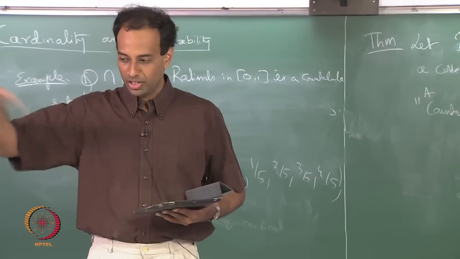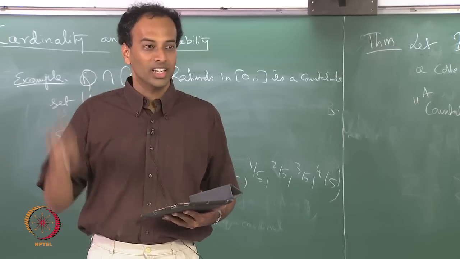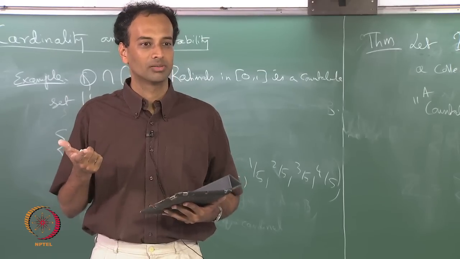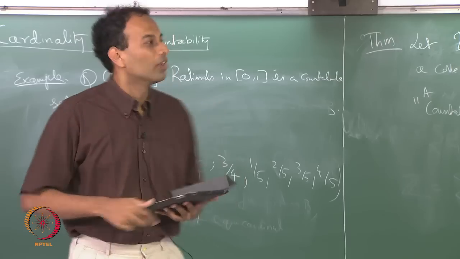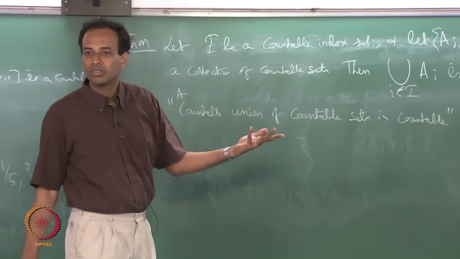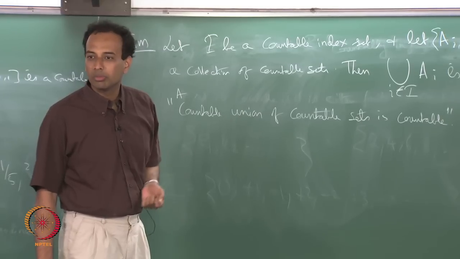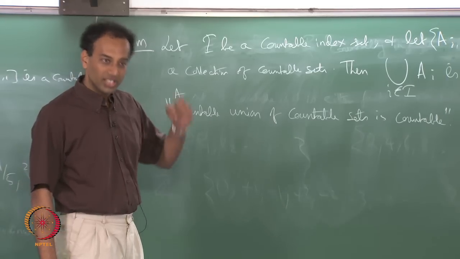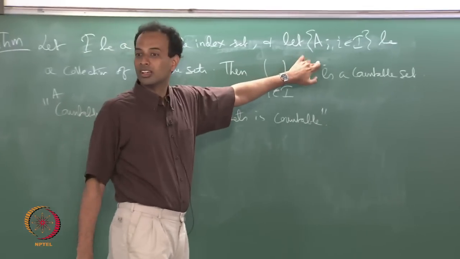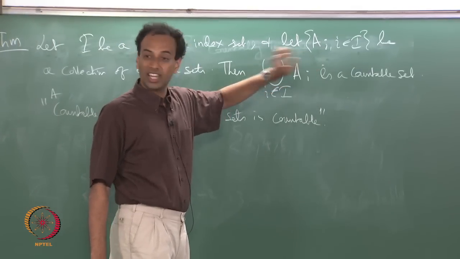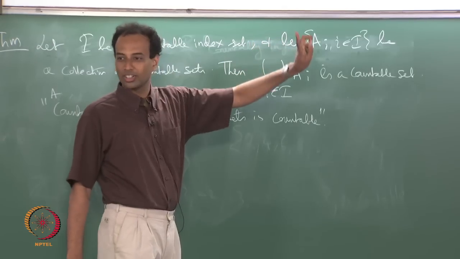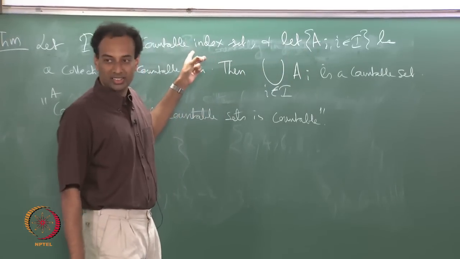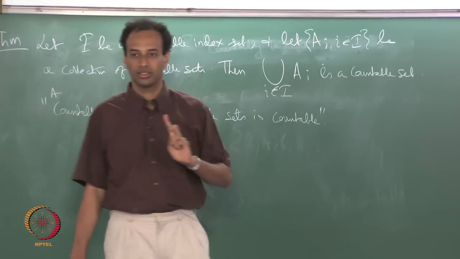So, what am I saying? I am taking a bunch of countable sets and unioning all of them, and the index set that I am unioning over is also a countable set. For example, this index set could be natural numbers or integers or even numbers or even rational numbers. For each such index I have a countable set A_i. Even if one of these A_i is not countable, this is not true. If each A_i is countable and I is a countable index set, then the union over I of A_i is also a countable set.